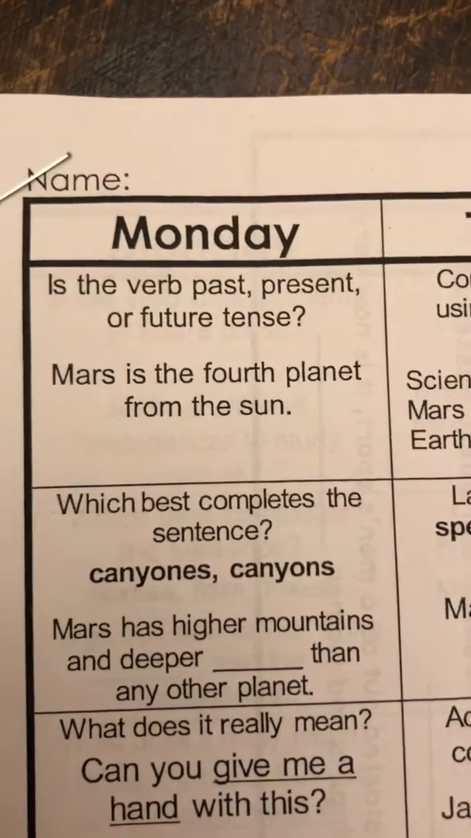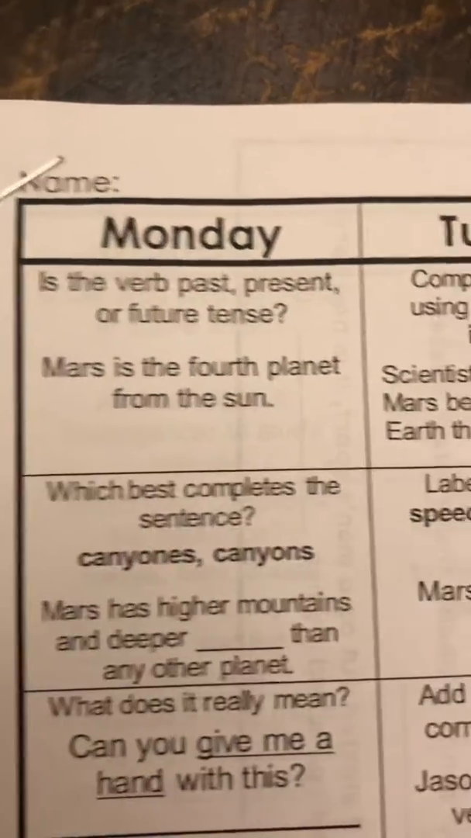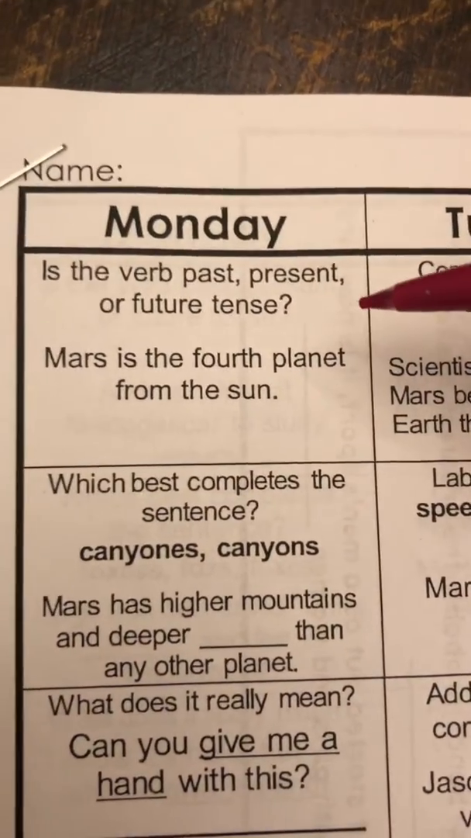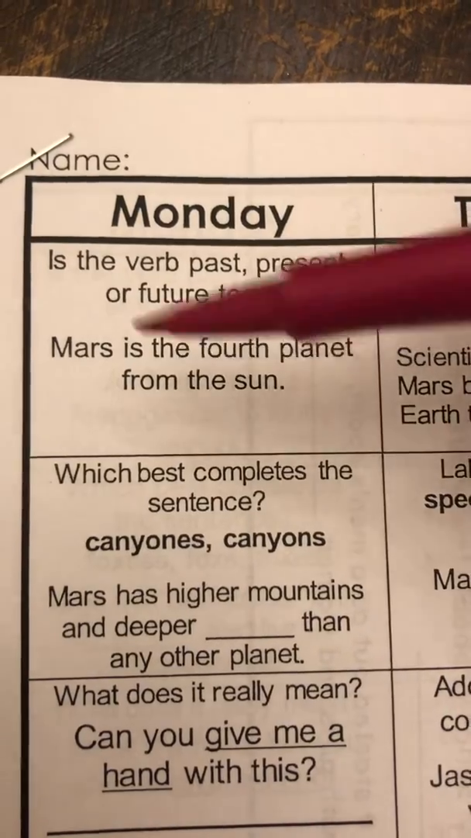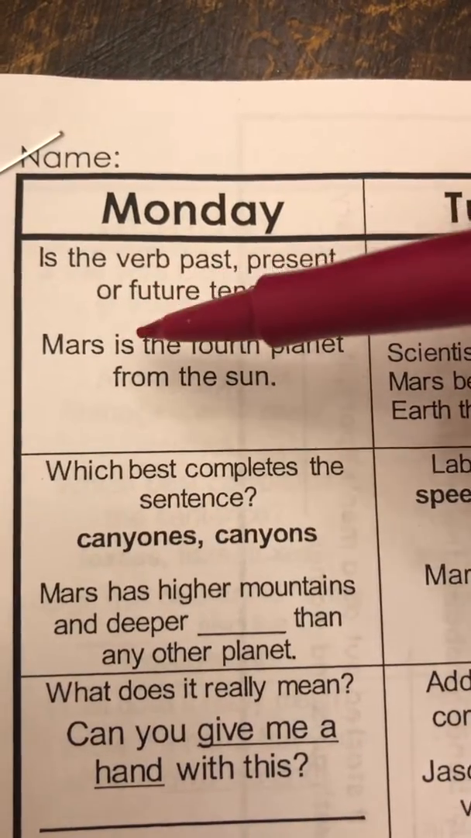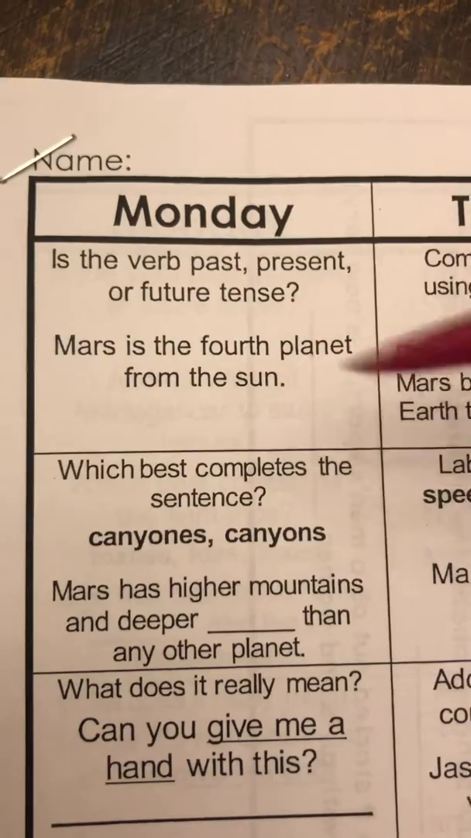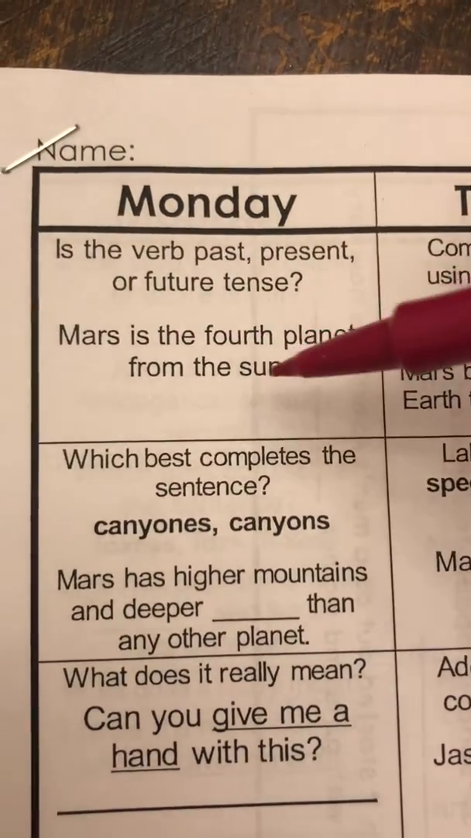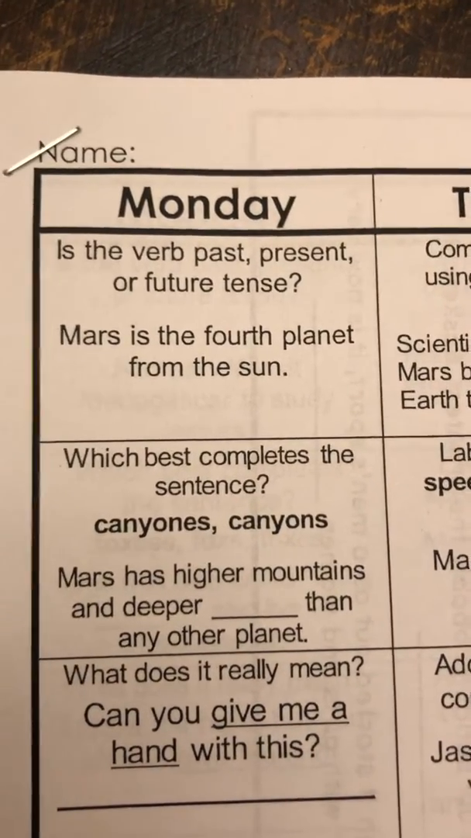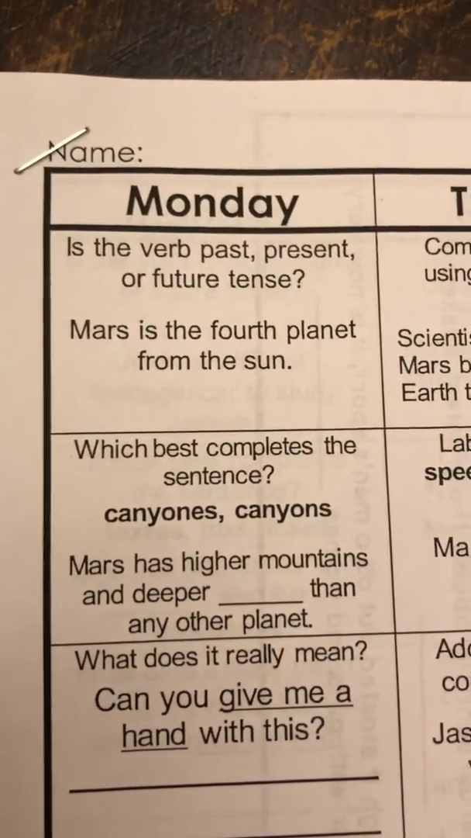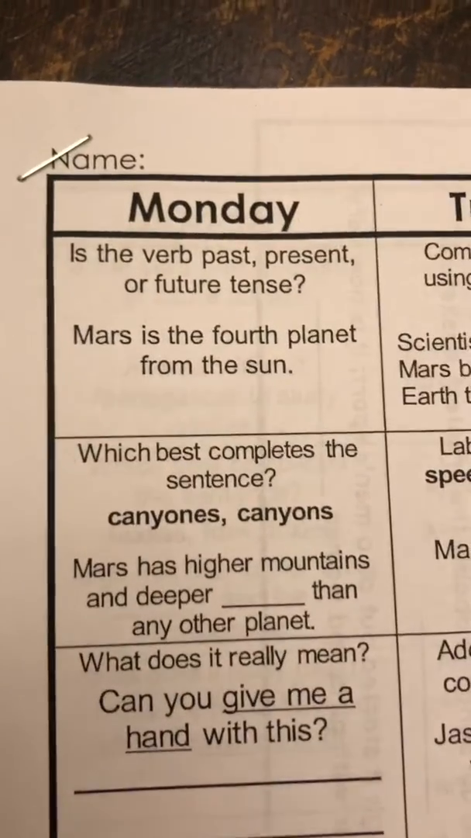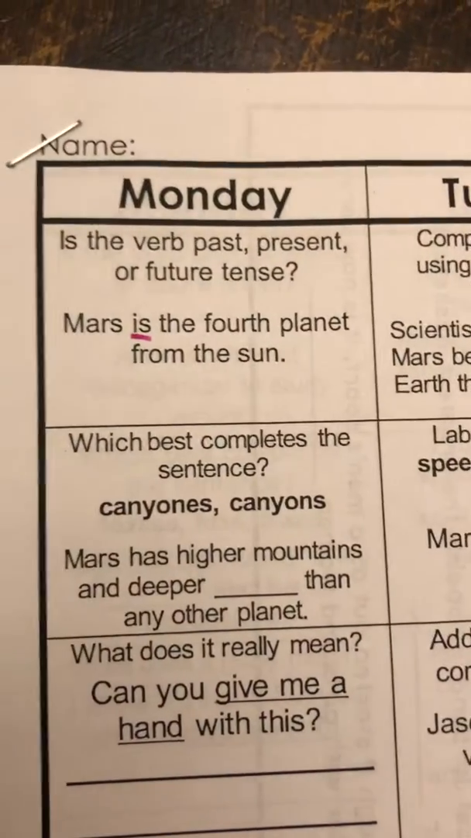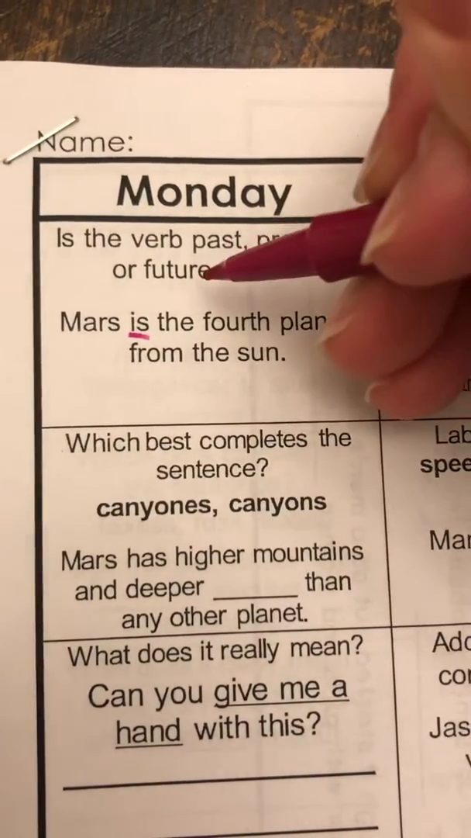Alright guys, so now we will be working it out and checking over it. So in the first box, it says is the verb past, present, or future tense. So I know that step one, I need to identify the verb. My sentence says, Mars is the fourth planet from the sun. So I'm looking for an action verb. Is there anything I can do in this sentence? I don't see one. So now I look for a linking verb. So I think about my song. Am, is, hey, I see the word is. So there's my verb.